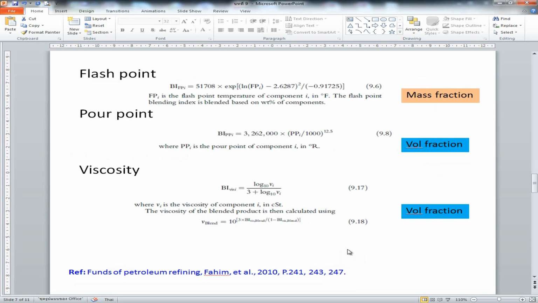Now let's go to other properties like flash point, pour point, and viscosity. We also require the blending index for each one, to convert first before doing the summation. For flash point we use mass fraction, and we use volume fraction for pour point and viscosity.